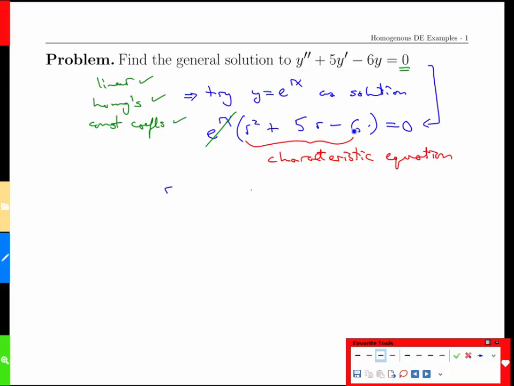Looking at this quadratic, we can solve it by factoring, and if we're careful with our factors, we have a product of negative 6, sum of plus 5. If we factor that to plus 6 and negative 1, then we get that form there, which means r equals negative 6 and r equals plus 1.